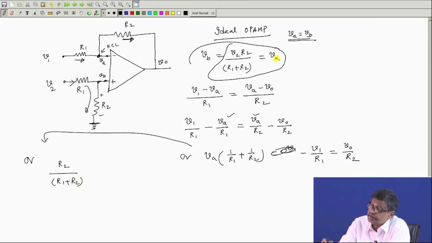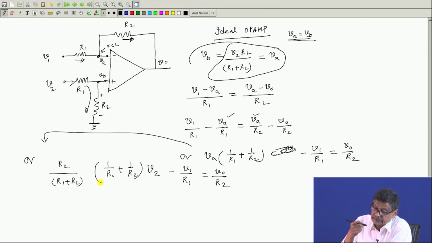For VA, I am writing into V2, and 1 over R1 plus 1 over R2 is already there, correctly written, into V2, and this one is minus V1 by R1 is equal to V0 by R2. This will be the thing.